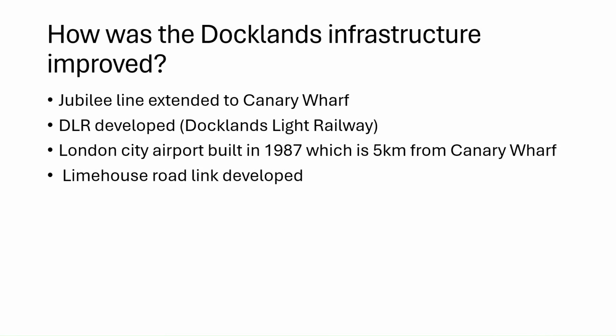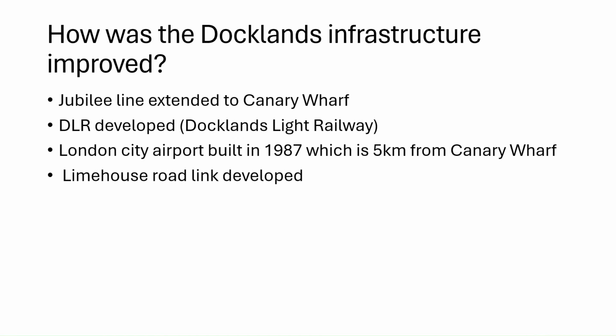And another benefit of the regeneration project was that the Jubilee line, which is the London Tube line, was extended to Canary Wharf, and the DLR was developed, which is the Docklands Light Railway. And if you've ever been on it, it's really slow. I have massive complaints about it, but I guess back in the day it was high tech. Now it is so slow. It's ridiculously slow. And the London City Airport was built in 1987, which is 5 kilometers from Canary Wharf.